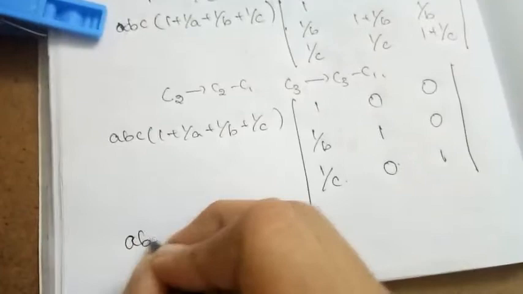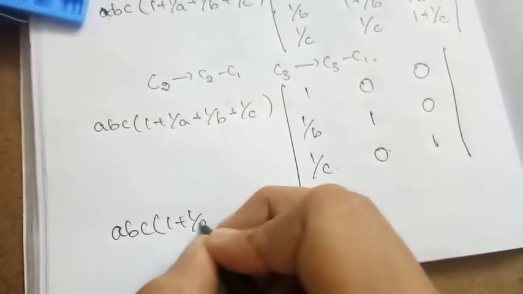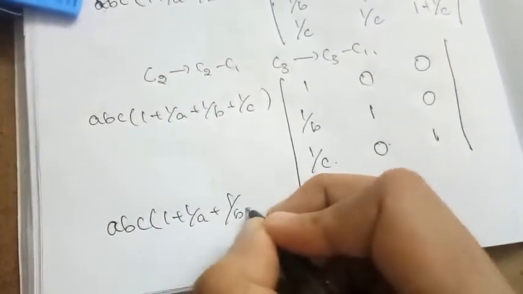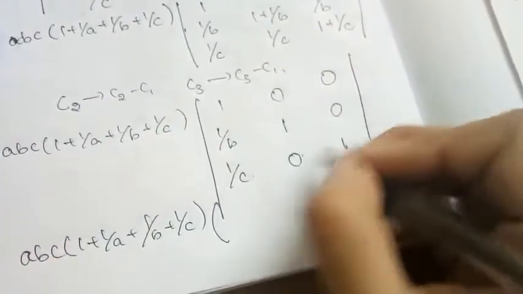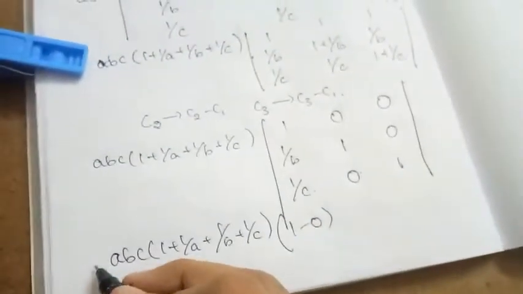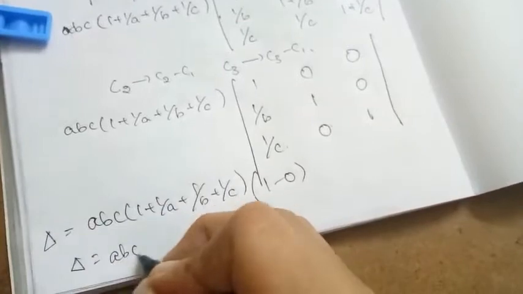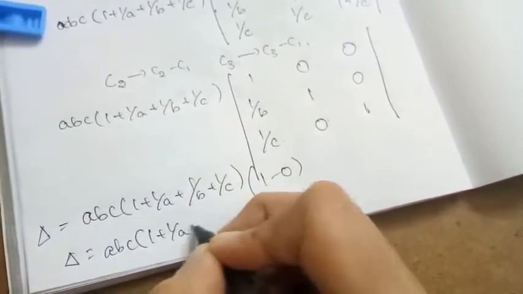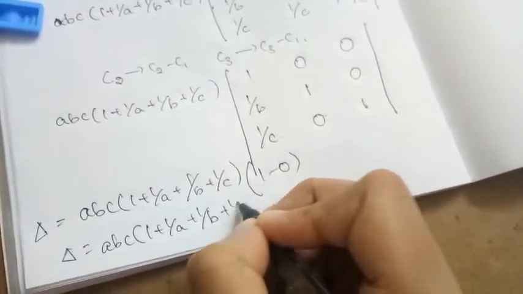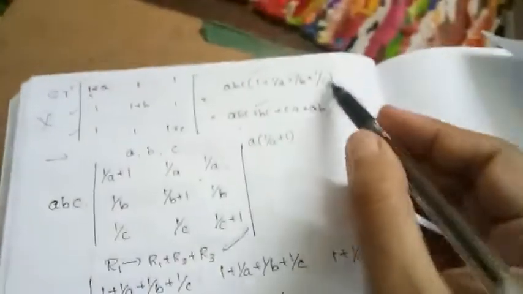So after expanding along row 1, what am I going to get? This one as it is along row 1, you see here, this is 1 minus 0. 1 minus 0 is 1 itself. So the value of the determinant, that is delta, is equal to ABC times 1 plus 1 by A plus 1 by B plus 1 by C. So this one is proved.